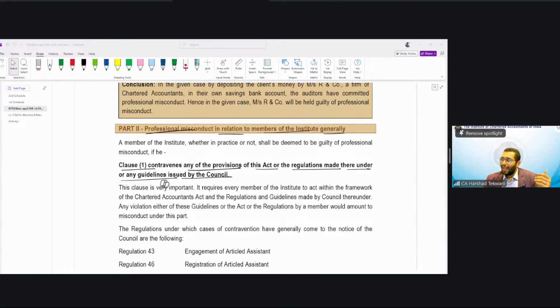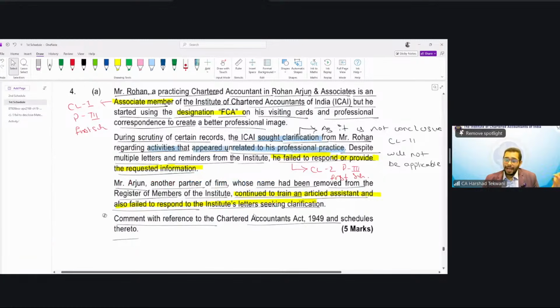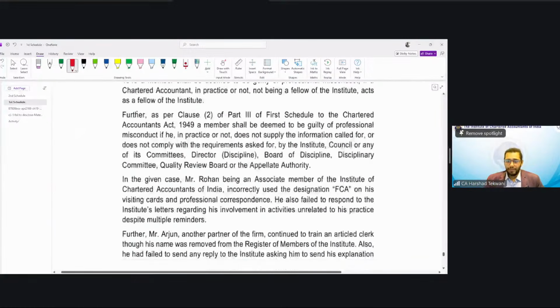Clear? Why as of now I will not apply this? That is the reason I'm as of now not invoking this particular clause. But again, yes, you can invoke if there is appropriate information provided in the question. But here the only part I can see is that he also failed to respond to the institute letter seeking clarification. So I will again invoke clause 2, which we have discussed. And if you see the answer, again, clause 2 requires this particular thing, designation part.